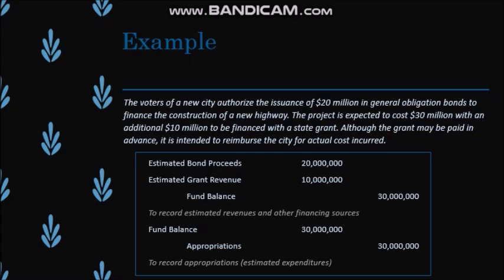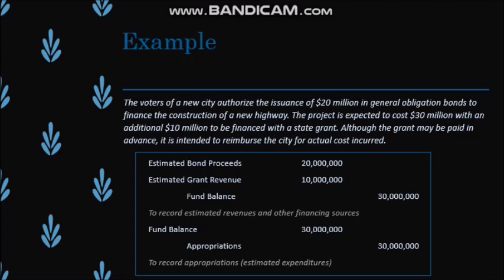So to start this problem, we need to set up our budgetary accounts. And we do this by labeling these accounts with "estimated" instead of just, for example, bond proceeds. We'll use bond proceeds without the "estimated" once we have our final numbers after we've spent the money on the project. So we'll debit estimated bond proceeds for $20 million and estimated grant revenue for $10 million, and we'll credit fund balance for $30 million. This is to record the estimated revenues and other financing resources that we are expected to receive.